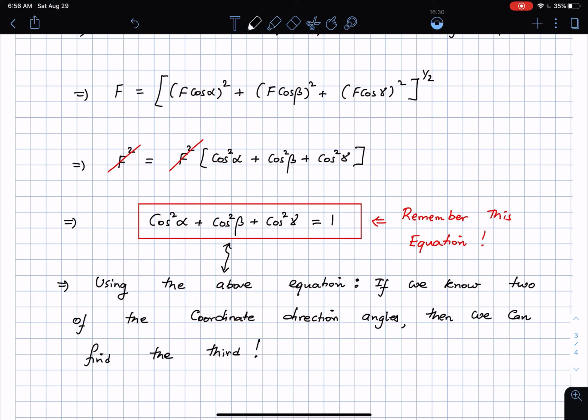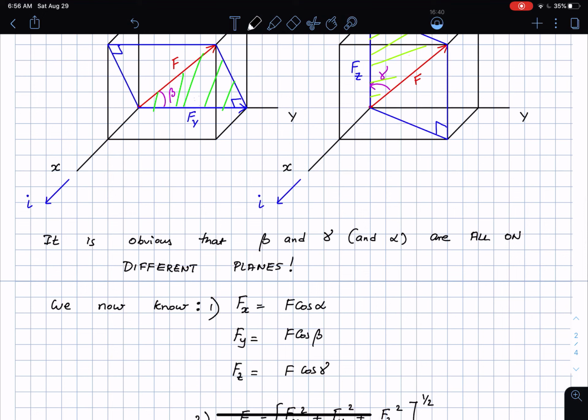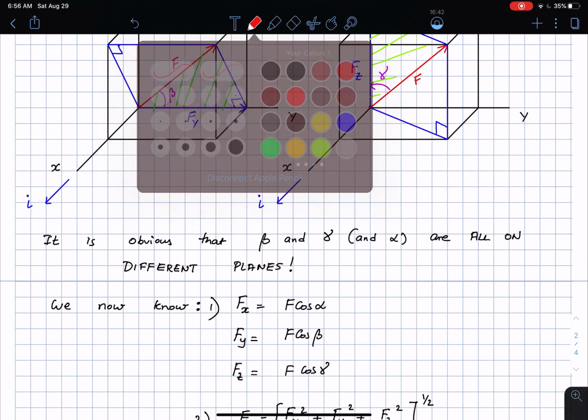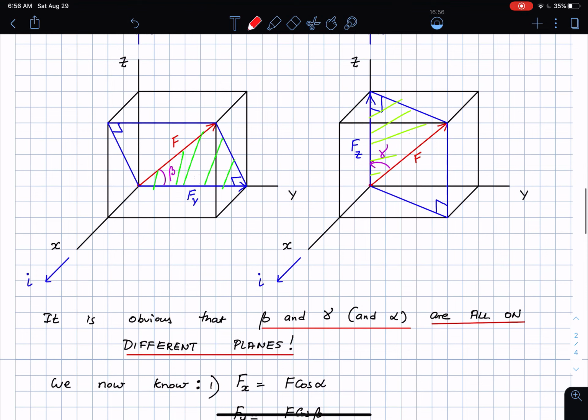And this is the only relationship between alpha, beta, and gamma, okay? And please remember this equation, and also remember the fact that they're all on different planes, okay? So I want to underline this, okay? So they're all on different planes. This was a statement that I made in the previous short concept talk, okay? And the reason for that is by means of these figures that I've just drawn out here.